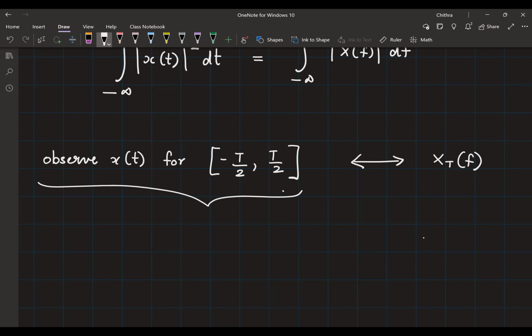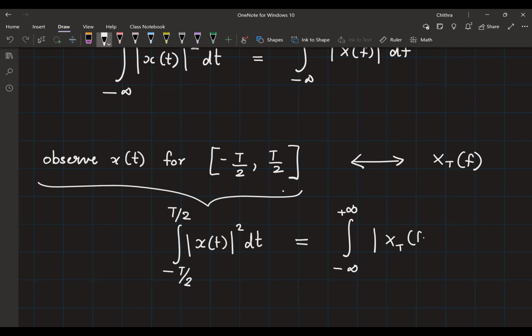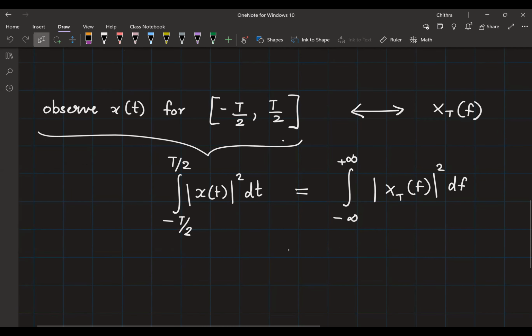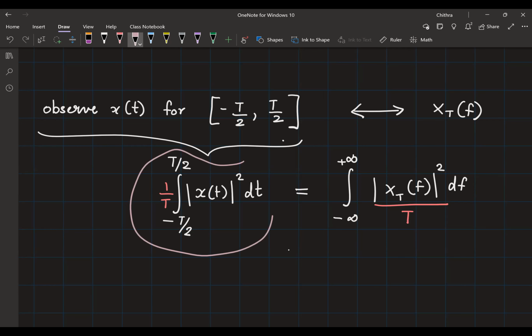Now the energy in this signal will be given by integral minus T by 2 to plus T by 2 of x of t the whole square dt. Okay, and this will be equal to integral minus infinity to plus infinity of mod x T of f the whole square into df. Okay, so now let's say I divide both by T. Now, what is this quantity equal to? This is equal to the average power in the signal. Okay, so this is the average power of x of t observed for that limited duration.